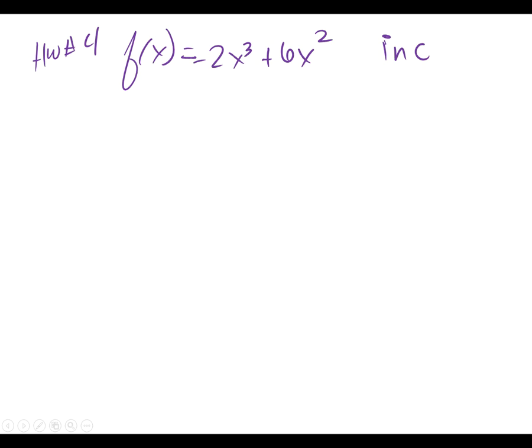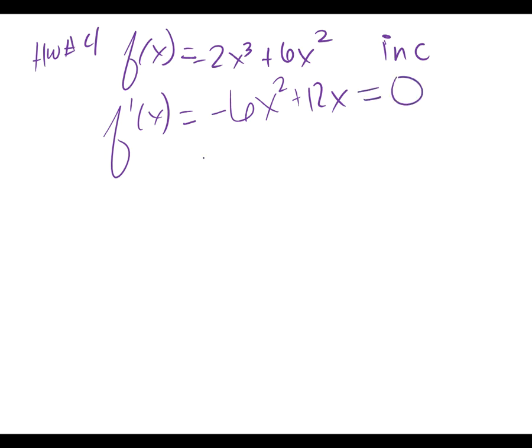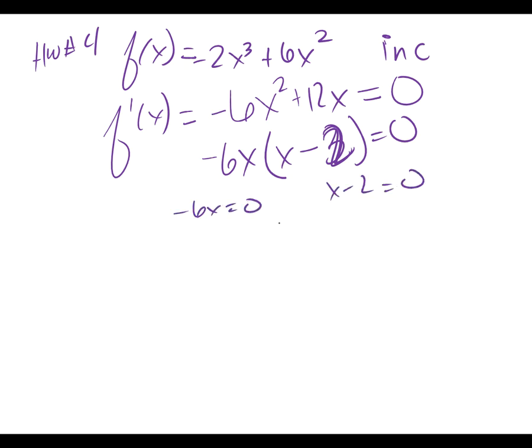We're good. Alright, so if I am talking increasing and decreasing, what do I need to find? First derivative. So f prime of x equals, what's the derivative of this thing? Negative 6x squared plus 12x. And then we set it equal to 0 when we factor out. Good. And we've got negative 6x equals 0, x minus 2 equals 0. So x equals 0 and x equals 2. Are you okay with that?